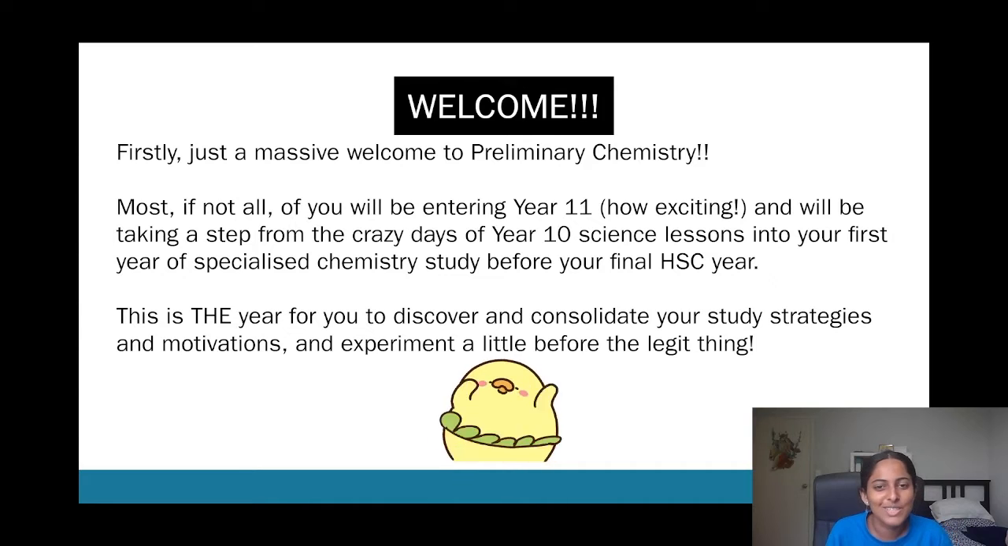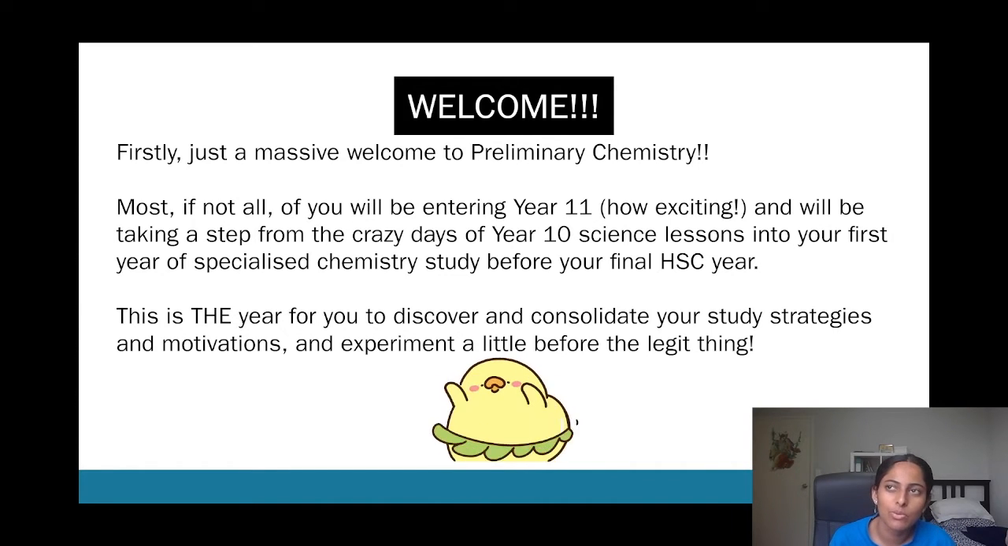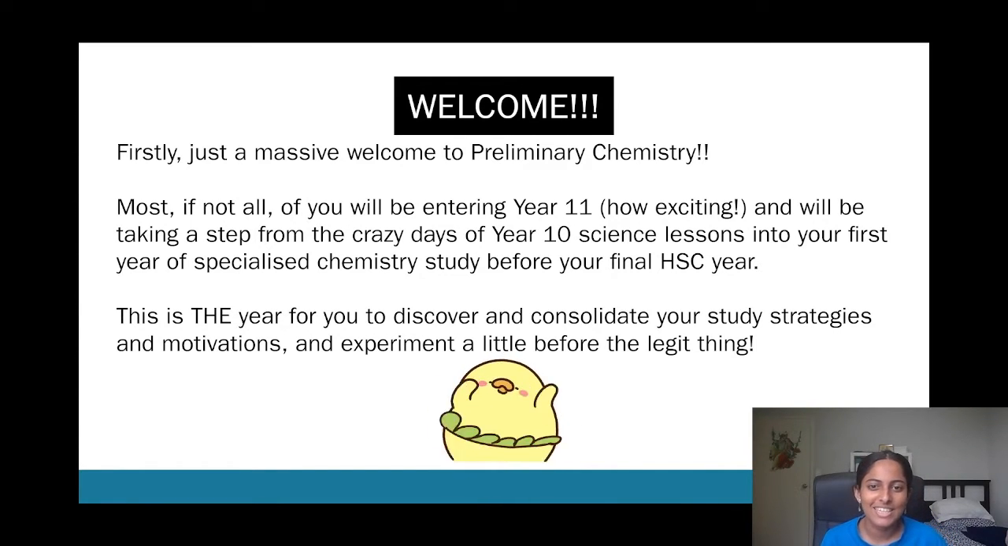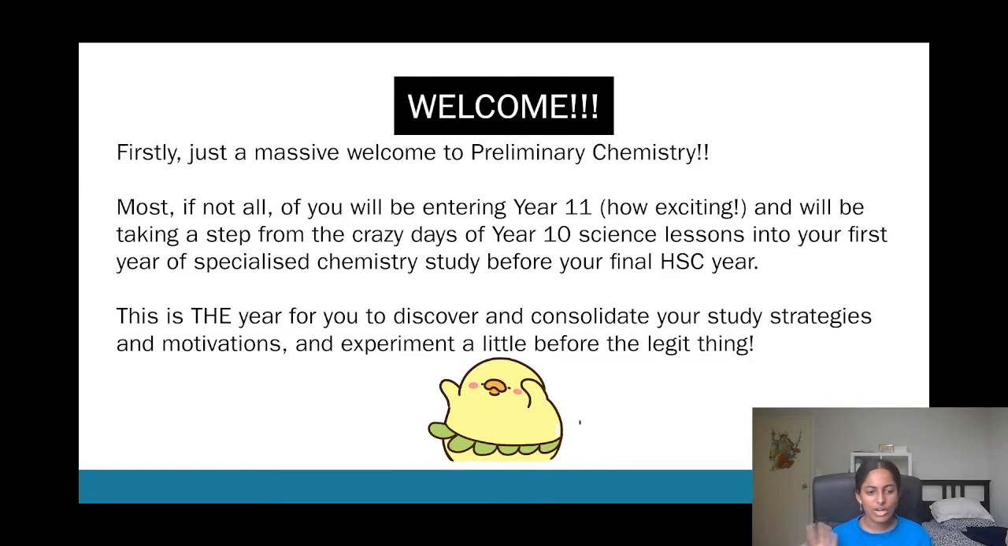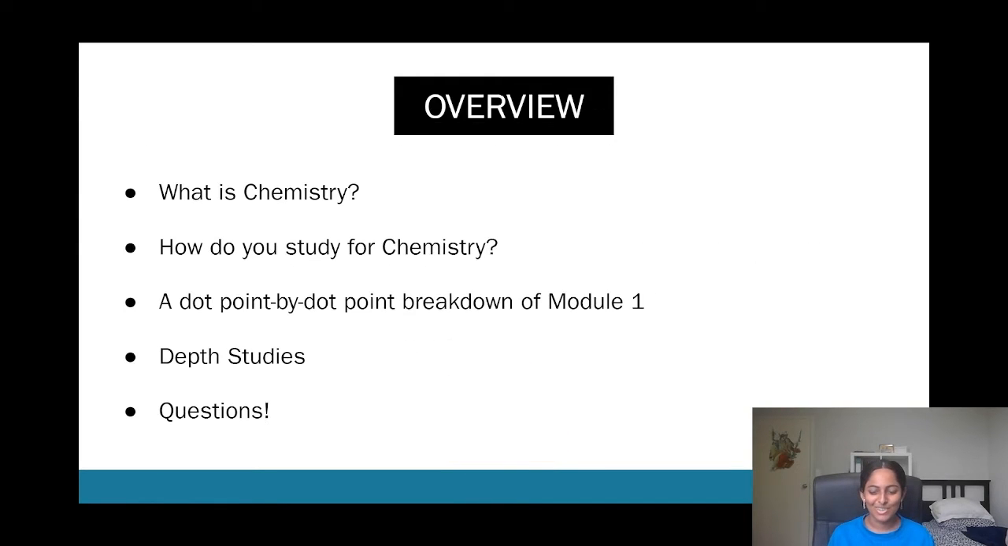It's going to be so exciting entering year 11, but also pretty different to how year 10 science was structured. This is really the year for you to discover what your learning strategies are going to be like, finalize your study strategies and motivations, and experiment before you get to the HSC. So don't be stressed if things don't go as planned. Not that it should, but yeah.